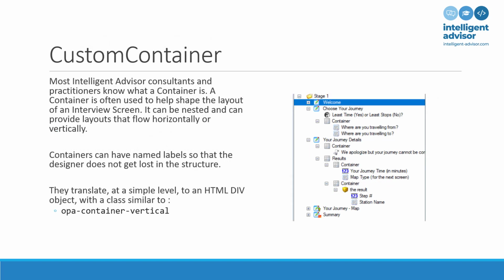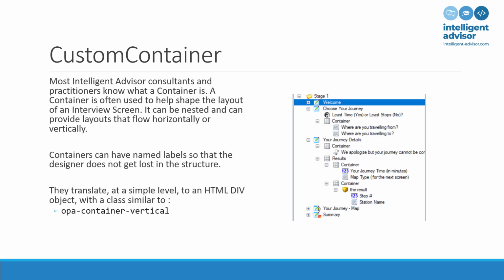So a custom container. This is the subject of our chapter today. On the screenshot on the right, you can see that there are several different containers. There's one in the Choose Your Journey page. There's one in the Your Journey Details page. And in fact, if you look at the Your Journey Details page, you'll see there are several of them.